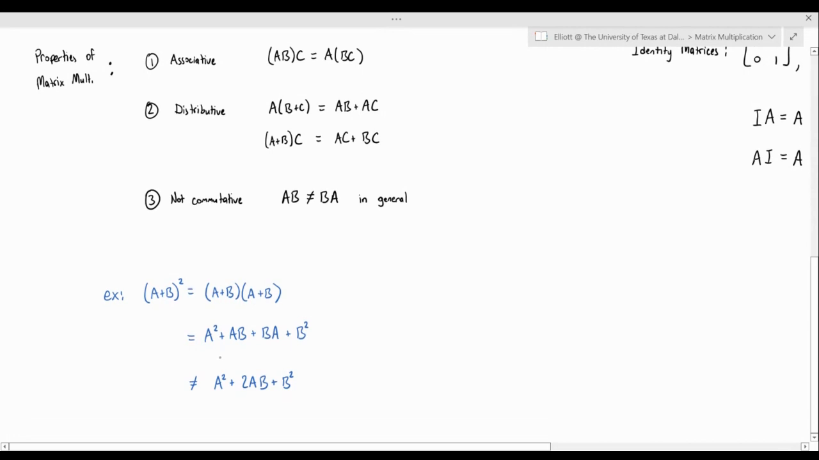Now, however, you could not simplify this by combining AB plus BA into 2AB. Generally speaking, that would be incorrect because, as I mentioned up here, AB would not be equal to BA in general for matrices. So for this expression, the simplest you could write it out would be this over here, and you could not simplify further by combining the AB and the BA, okay?